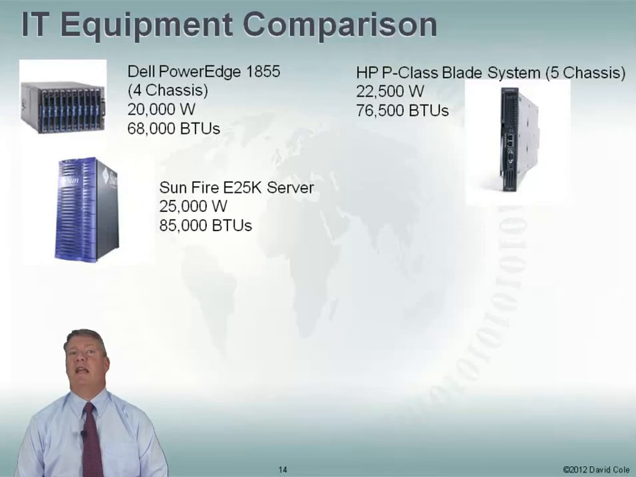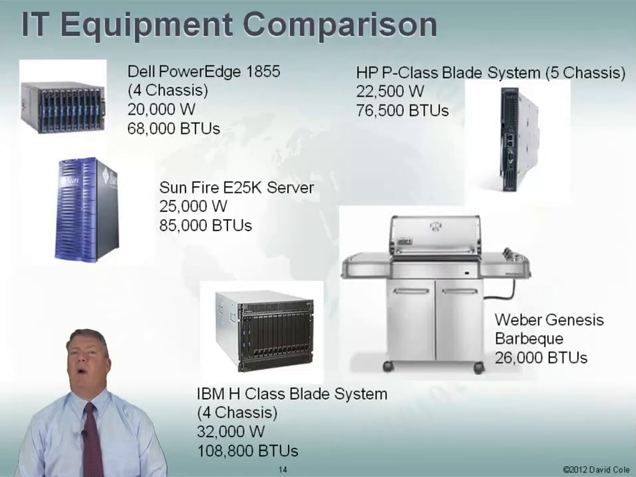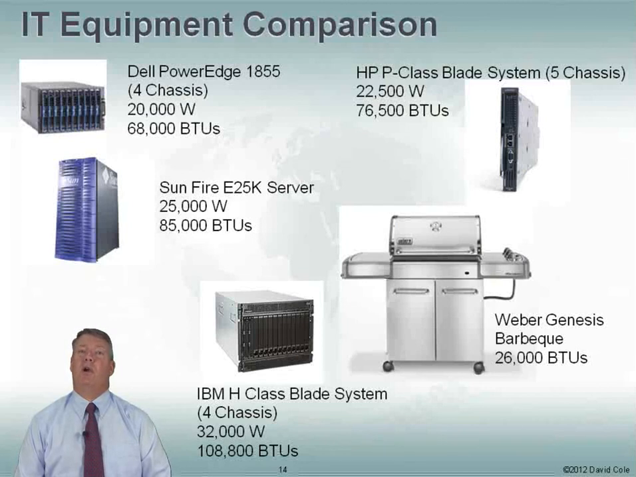Here's a Sunfire E25K server, 25,000 watts, 85,000 BTUs. And here's an HP H-class blade system, 32 kilowatts, 108,000 BTUs. 108,000 BTUs for that one system. Here's a Weber Genesis barbecue, 26,000 BTUs. Now remember, this was designed to cook meat, right? And it's only got 1/4 of the heat energy output of my H-class blade server.